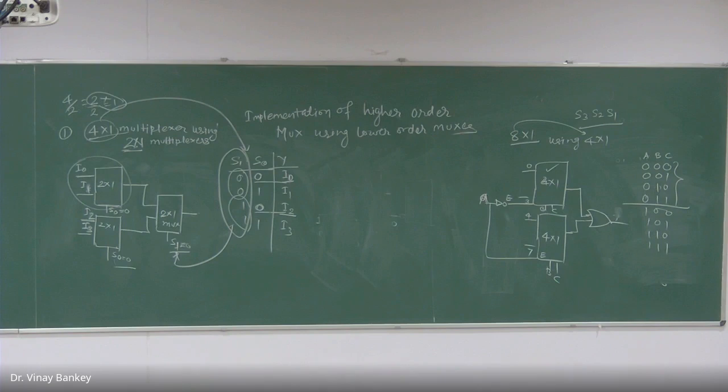Okay, now the question is: 32 cross 1 multiplexer using 8 cross 1 multiplexer. 32 cross 1 multiplexer using 8 cross 1 multiplexer. Four, but it is not very easy.